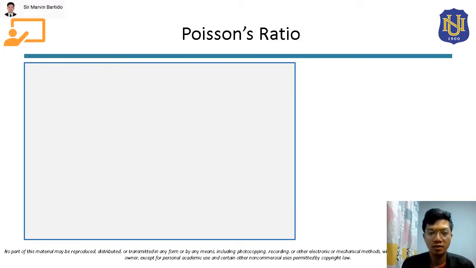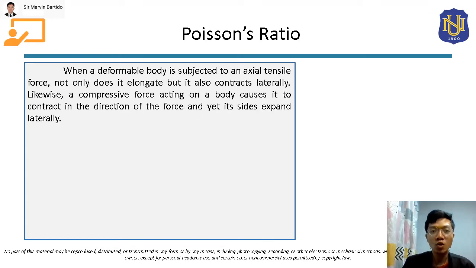Okay. So we are going to discuss another concept, the concept of Poisson's ratio. When a deformable body is subjected to an axial tensile force, not only does it elongate, but it also contracts laterally. The example for this, let's say we have a rubber band. If you stretch it, the rubber band will elongate, but at the same time you will notice that its thickness and width will decrease. If its length is increasing, the width or the thickness of that rubber band is decreasing.